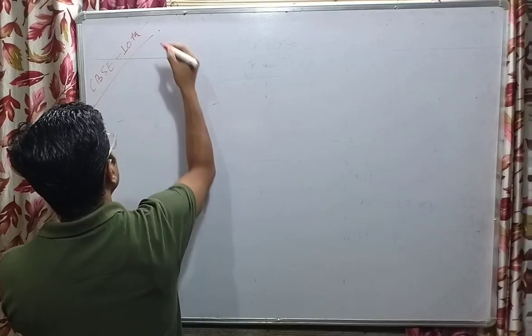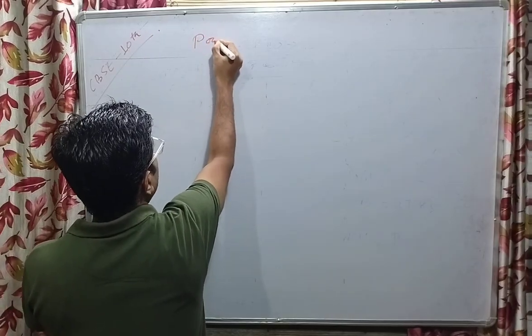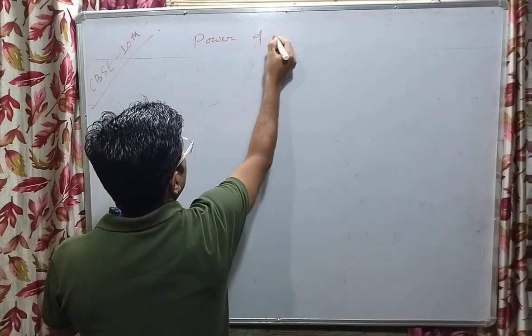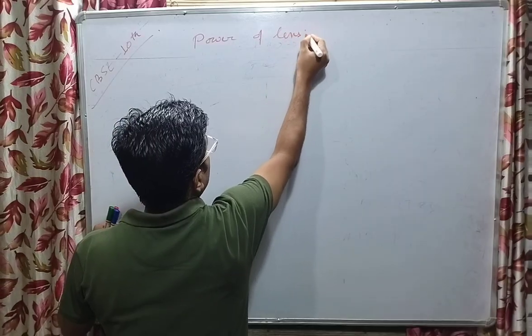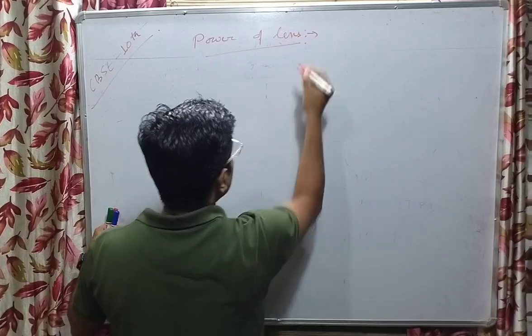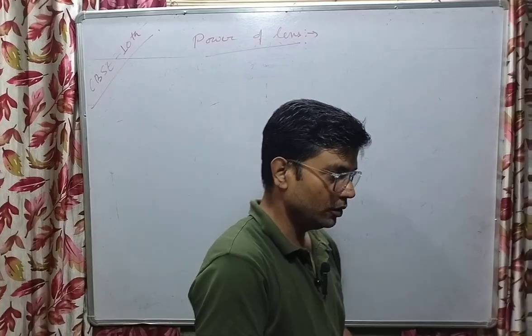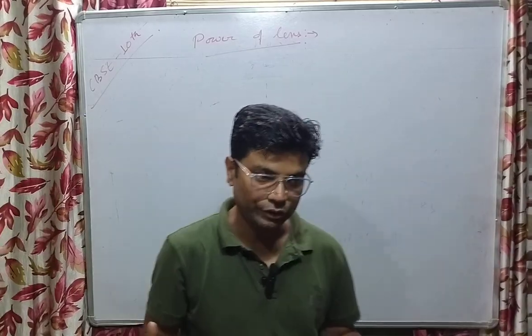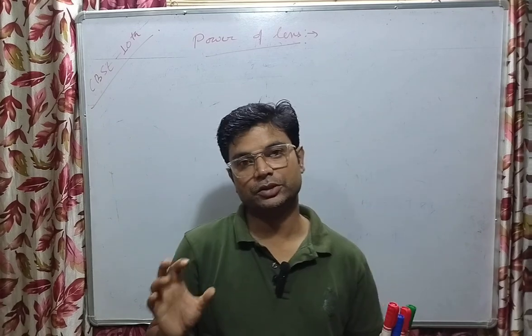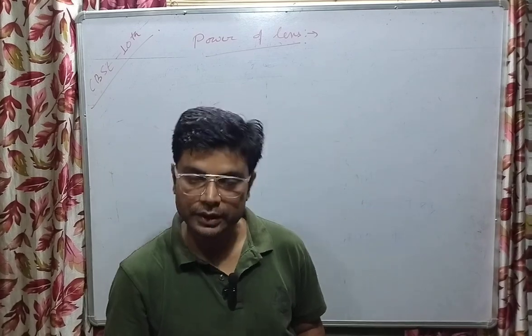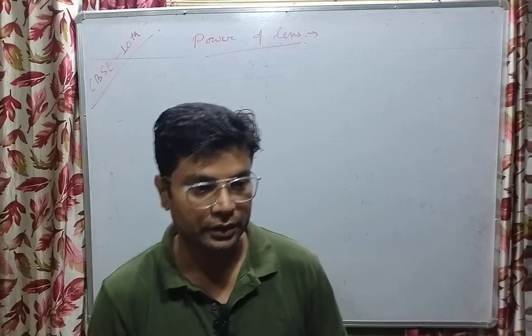Class 10th. Power of lens. See students, we have two different types of spherical lens. One is concave lens and the other one is convex lens.